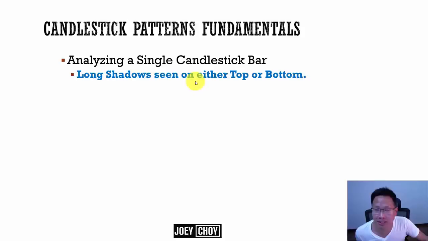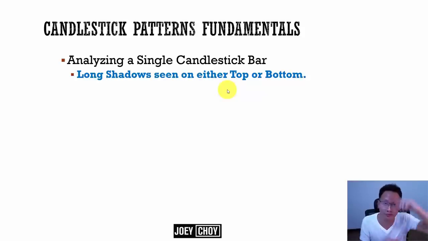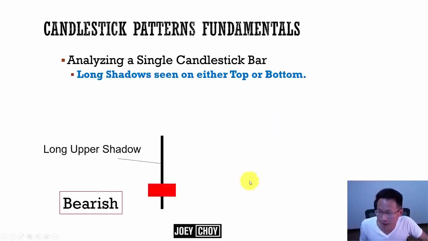What we have been seeing just now is a normal red and blue bar with a normal shadow at the top and a normal shadow at the bottom. What about if they have a long shadow at the top, a long shadow at the bottom? What does it mean? Let me show you what I mean. So this is a bar right here.